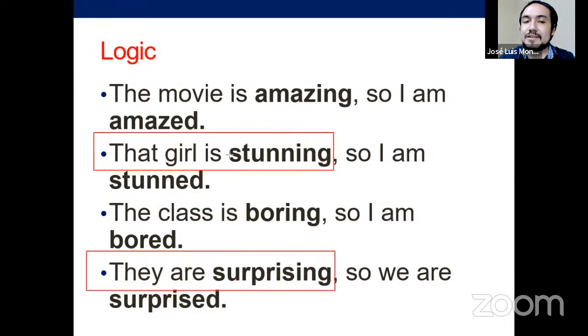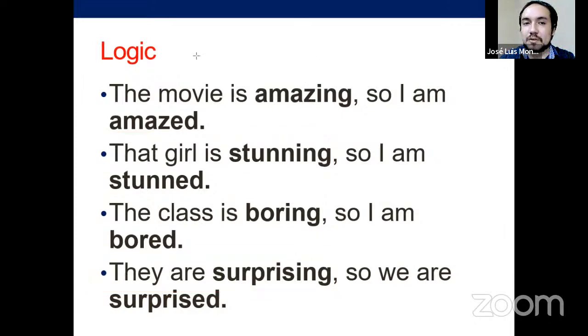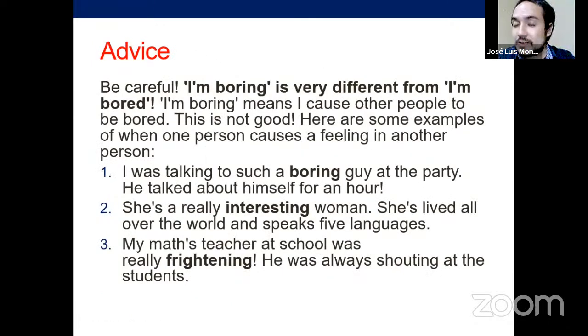Thank you very much. So once again, in these two examples, that girl is stunning and they are surprising. We can see that in this case, a girl is stunning and a group of people are surprising. It's just to show that it can be with anything, absolutely anything, including people. Now again, of course, here they tell you, be careful, I'm boring is very different to I'm bored, but both are correct, right? I'm boring means I produce that, I'm bored means I feel that.